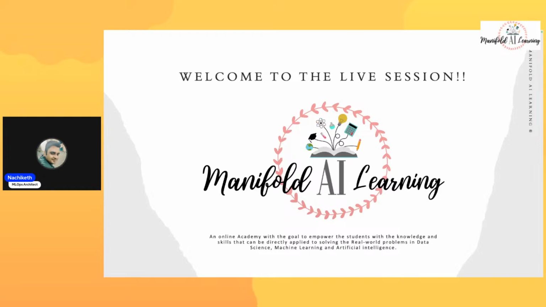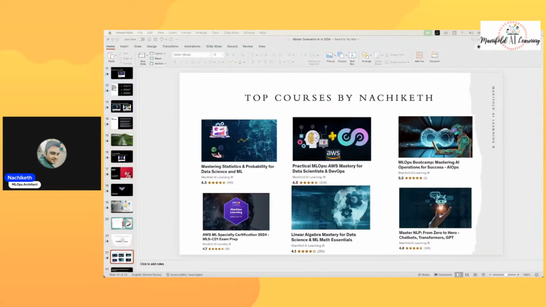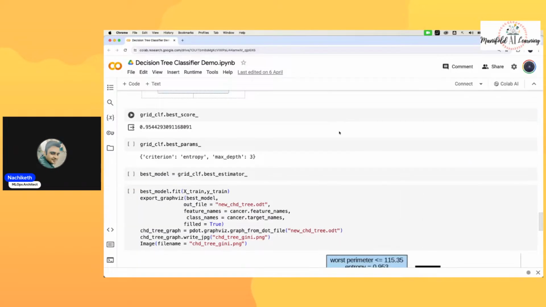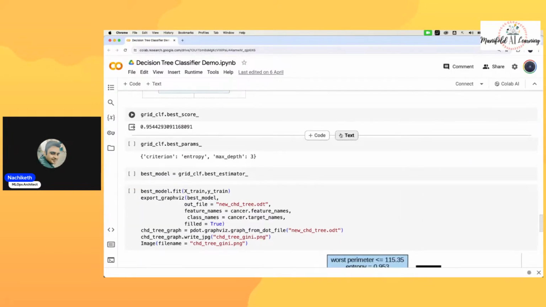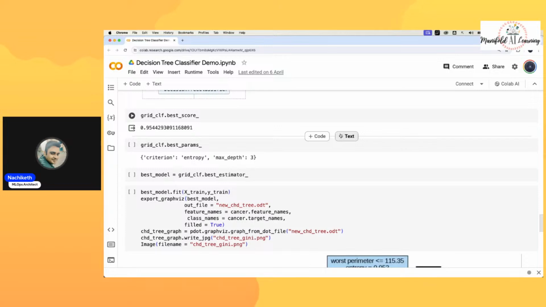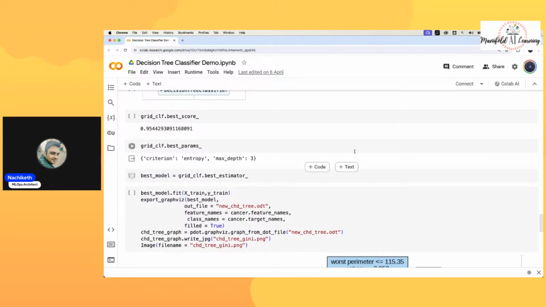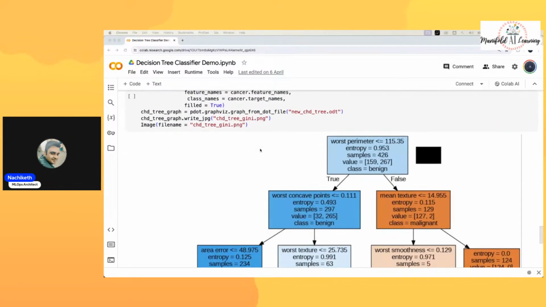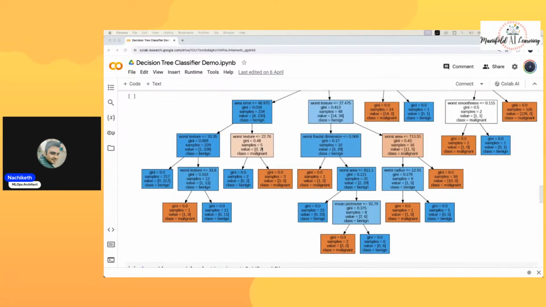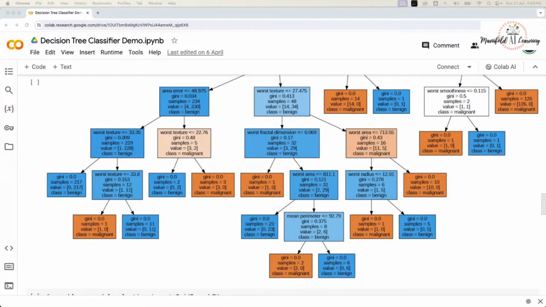So, folks, in the last session, let me just bring up the notebook that we created. In the last session, we looked at what exactly a decision tree is at a very high level, and we implemented it in a hands-on manner. Now, in today's session, we'll take a deeper dive into the decision tree algorithm and technically understand how we actually fit the data.